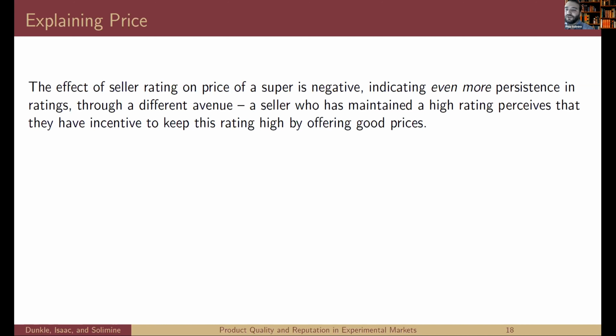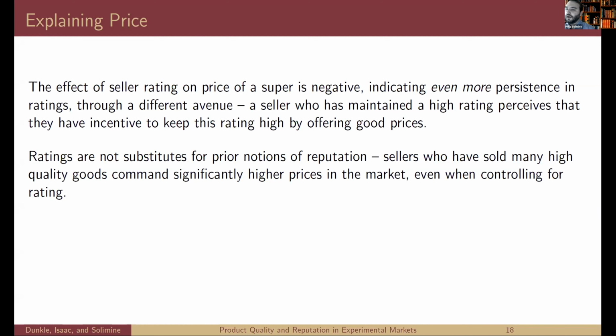That is, a seller who's maintained a high rating has this perception that they have an incentive to keep this rating high by offering good prices and keeping the buyer surplus value high. We also find that ratings are not substitutes for prior notions of reputation. For example, the notion of reputation used by Lynch, Miller, Plott, and Porter, which is that sellers who have sold many high quality goods can still command significantly higher prices in the market, even when we control for the rating.